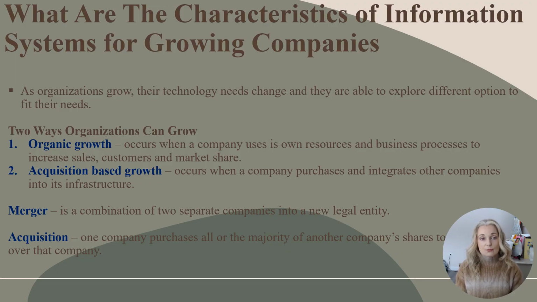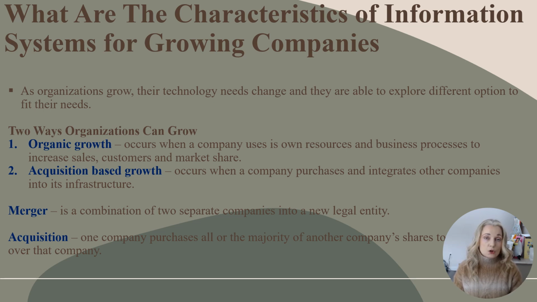We started off with small companies. Now we're moving on towards growing companies. As organizations grow, their technology needs change, and they're able to explore different options to fit their needs. And I think you know this from previous strategy classes, but organizations can grow 2 ways. One is organic growth that occurs when the company uses its own resources and business processes to increase sales, customers, and market share. So they might go to different areas or introduce a new product line. The other type of growth is acquisition-based growth.